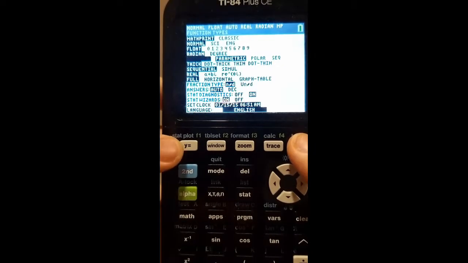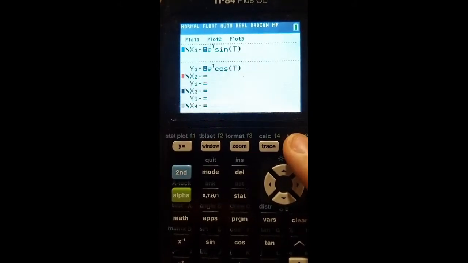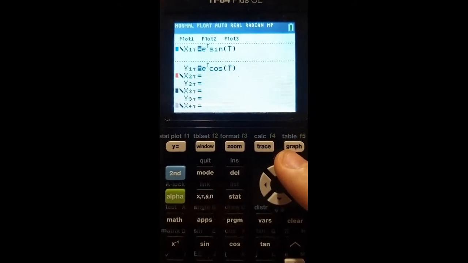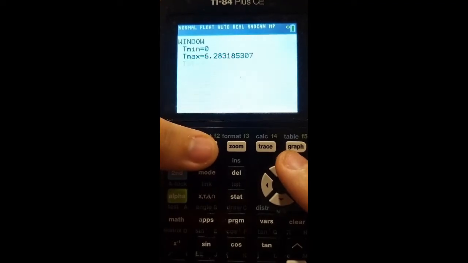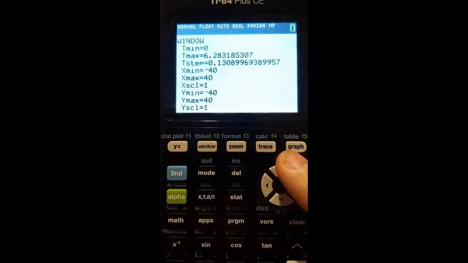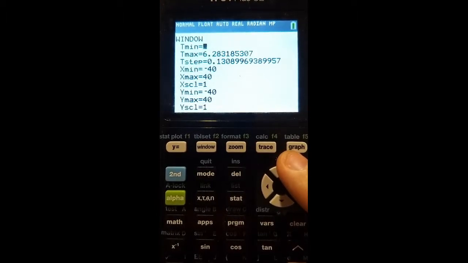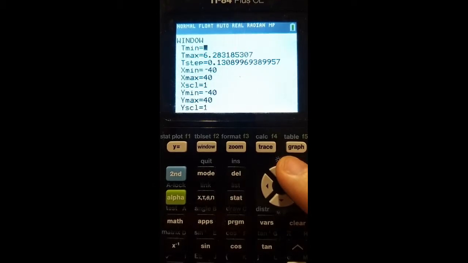SEQ. Alright, but nonetheless, we're going to sketch the graph of e power t sine t equals to x and e power t cosine t equals to y. Alright. And before we sketch the graph, I'm going to show you the window. If you look at the window, there's t min, t max and t step. The three additional things in the window compared to your function.